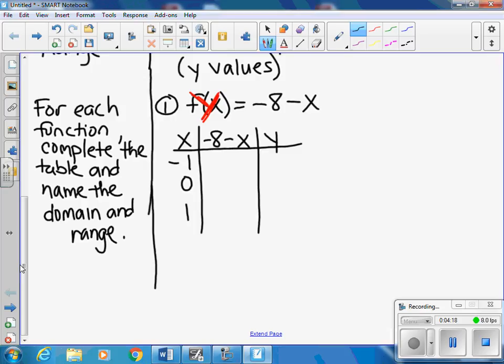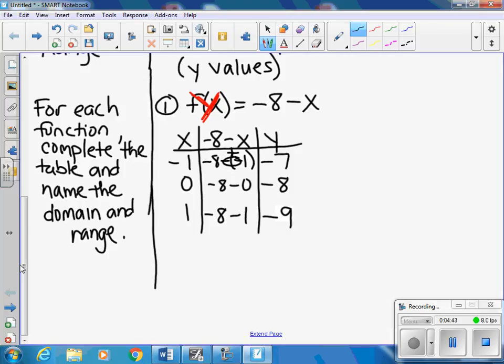Now be very careful with your signs on this one, because this is where students tend to mess up. It's -8 minus -1. And you'll notice that you just created double signs right here, so that turns into a plus. -8 plus 1 makes -7 when it comes out. Then we do -8 minus 0, which is just -8, and we do -8 minus 1, which is -9. So there's our completed table.